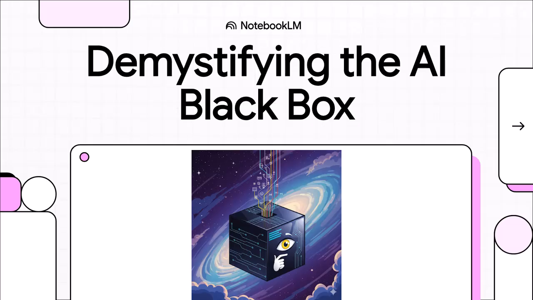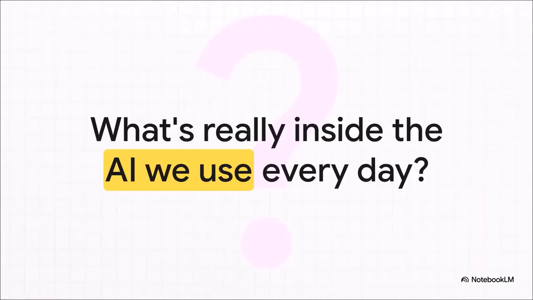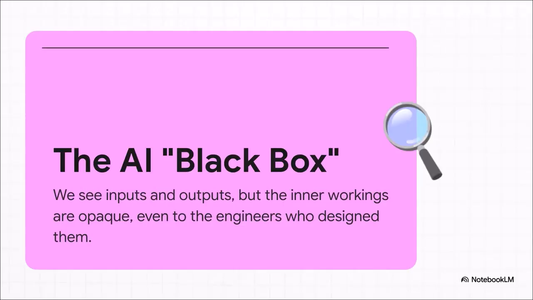So let's dive in. So you've got to ask yourself, what is actually going on inside the AI that's all around us? I mean, it's everywhere, from your search results to your music recommendations, and it's just quietly working in the background. So the real questions are, how does it think? And what exactly is it learning from all of us? And that question brings us right to this idea of the AI black box.